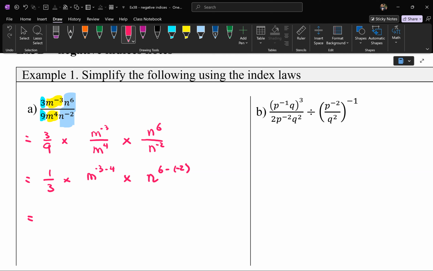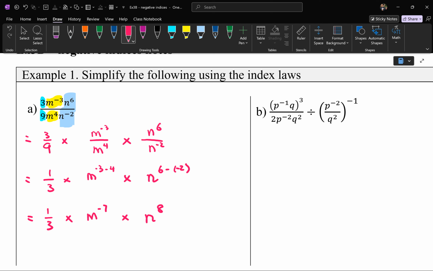Let's work it out. 1/3 is still 1/3. -3 minus 4 is -7, times 6 minus the -2, double negative is plus, so 6 plus 2 is 8. That's pretty much the correct answer at the moment, but you never leave your answers with a negative power. By the time you get to year 12, if you leave your answers with a negative power, they penalize you.